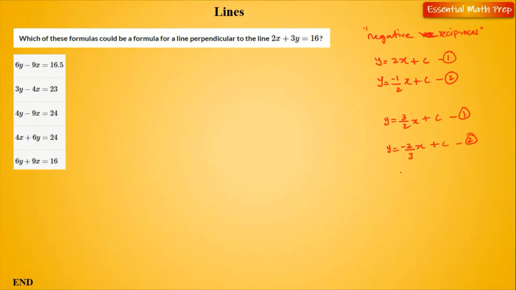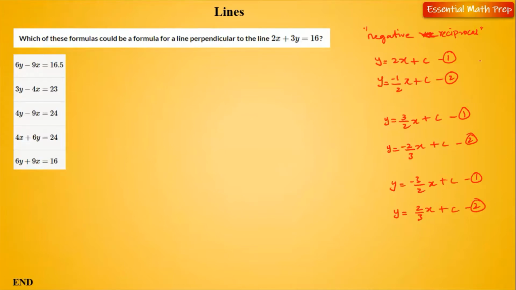I can see what you're thinking: what if it was this? So let's start with negative 3 over 2x plus c. If this was the first equation, and the second line is perpendicular to the first line, then the slope is the negative reciprocal. So first you have to flip the number. Because there's already a negative, the negative of a negative will be positive. So you don't have to do anything, just don't add a negative sign.